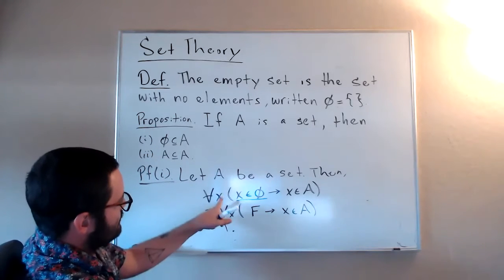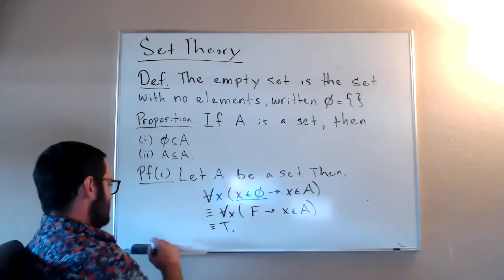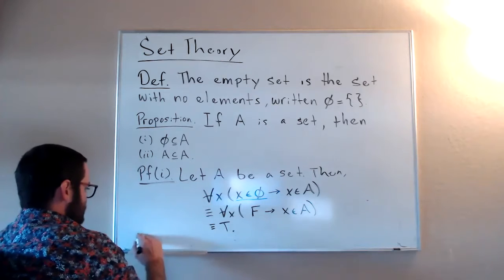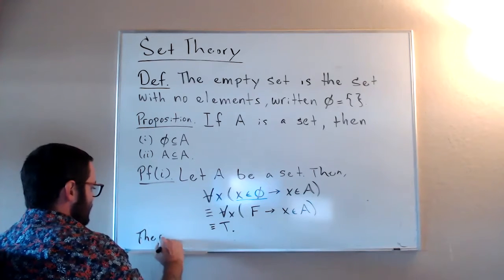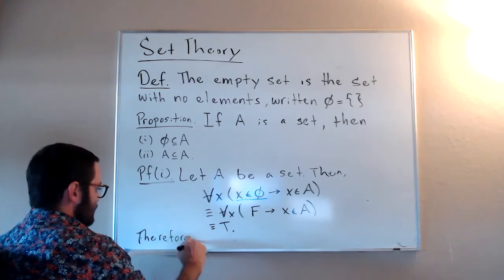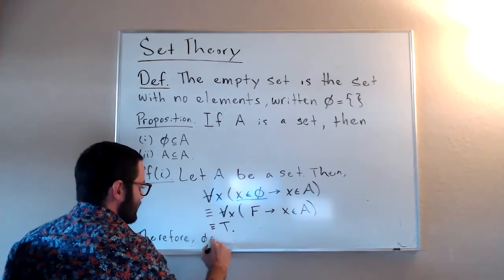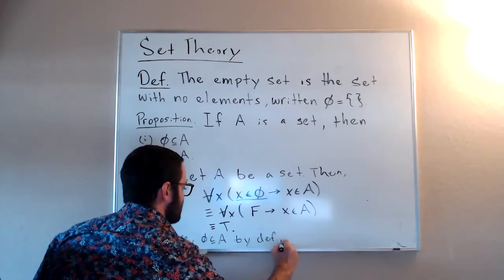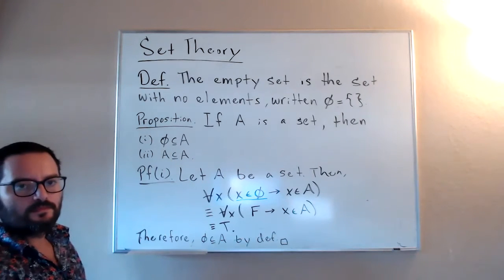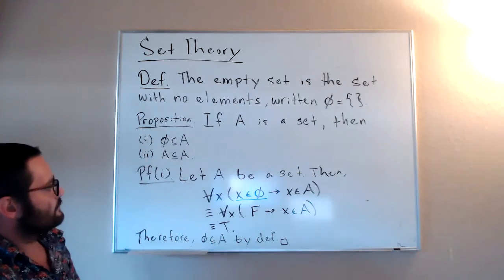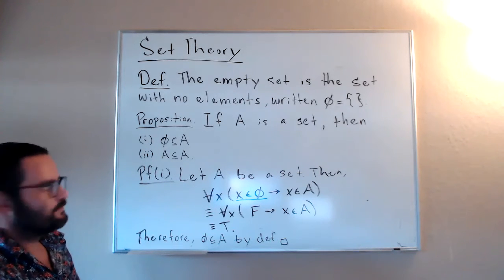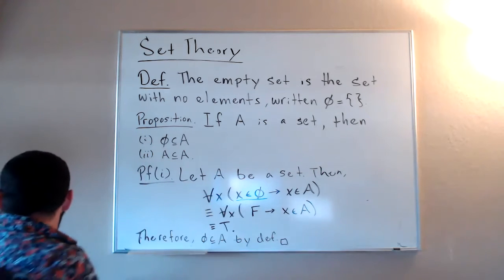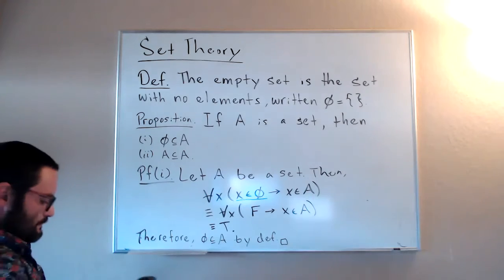So we've shown that this is a tautology, it's always true, so we can just say, therefore, or something like this. So, therefore, the empty set is a subset of A by definition. So that proves part I. Okay? And a proof for part II is similar. Okay?